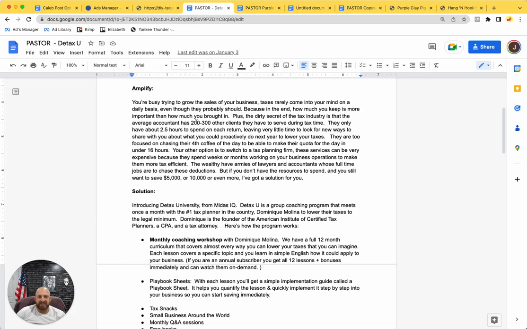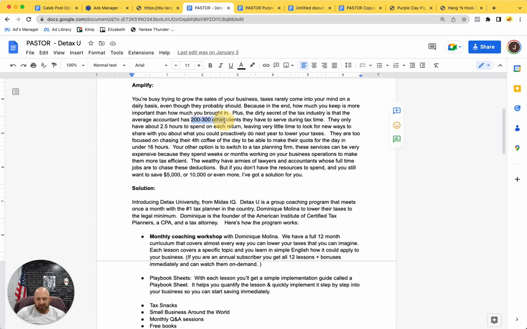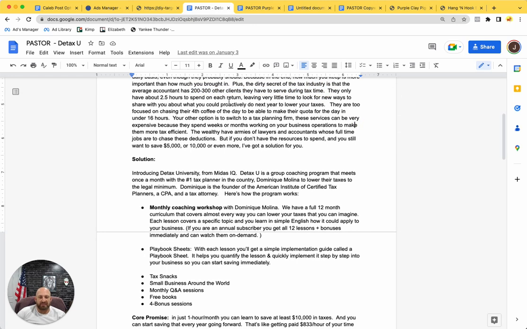Here's the dirty secret of the tax industry. The average accountant has 200 to 300 other clients that they serve during tax time. They only have about 2.5 hours to spend on each tax return, leaving very little time to look for new ways to share with you about how you could proactively do next year to qualify for lower taxes. They're too busy on their fourth coffee of the day, making their quota in under 16 hours.